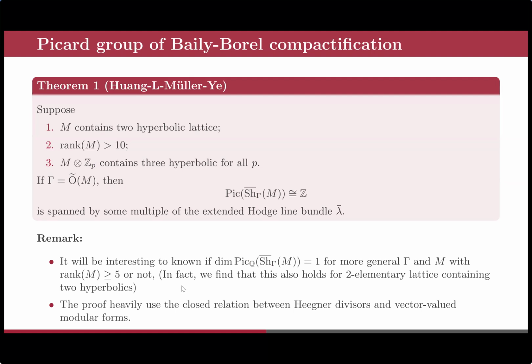So here are some remarks. At least for my purpose, I want to know when the Picard group of the Baily-Borel compactification is always one-dimensional. Maybe people can find some counterexamples for smaller gamma or for special M. For example, if M contains 2 hyperbolic planes over Z_p, and maybe there's a counterexample. But it's also very difficult to verify that. Actually, we find that we can even release our condition a little bit. For example, we don't need M tensor Z_p to contain 3 hyperbolic planes in some special cases. If M is 2-elementary, this condition can be released, actually.